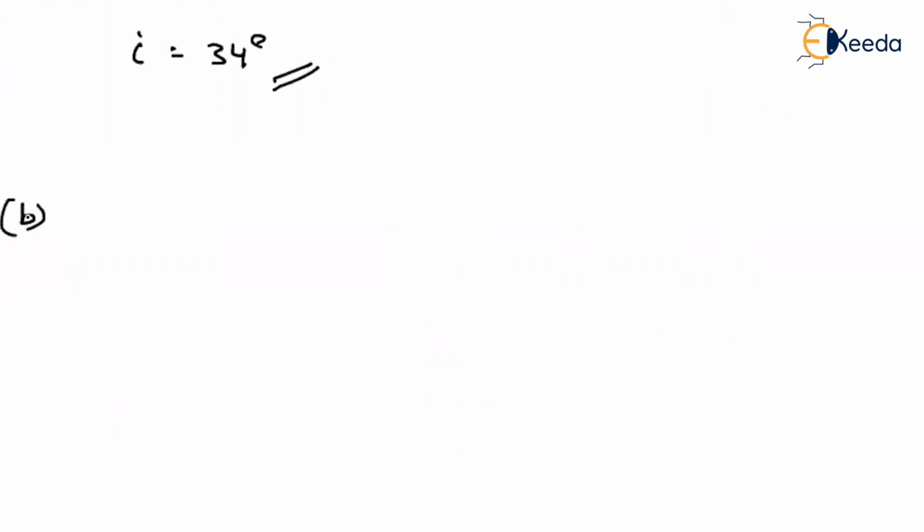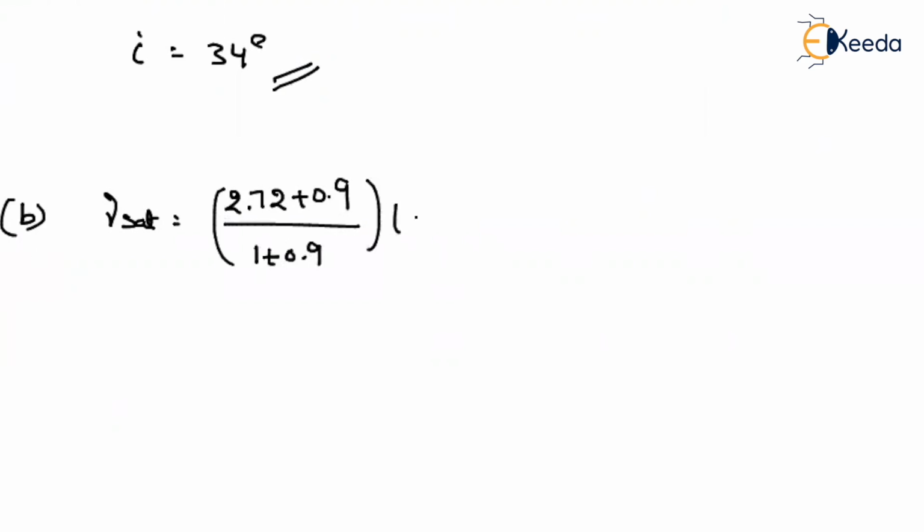In the second case, what do we have to find? We have to find gamma saturation. What is the gamma saturation? G plus e, what is the G? G value is given as 2.72. Void ratio is given as 0.9, divided by 1 plus e, e is 0.9, into 9.81. If we solve this, we will get it as around 18.69 kilonewton per meter cube.